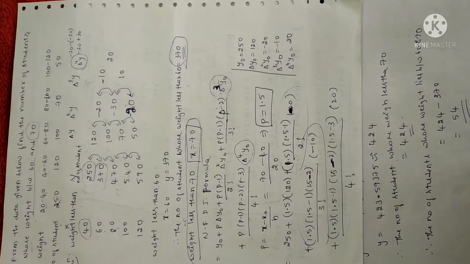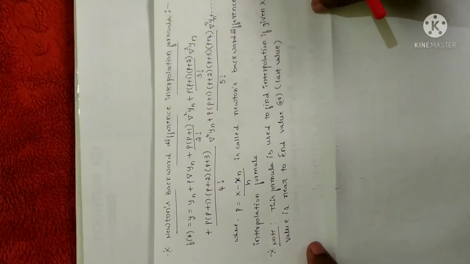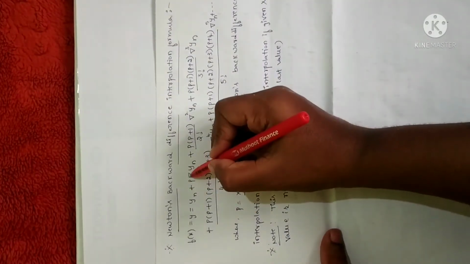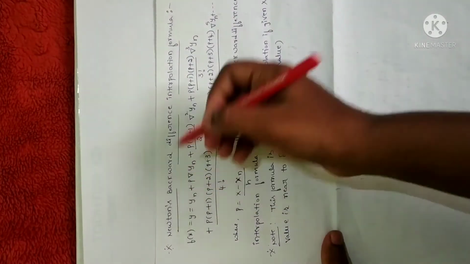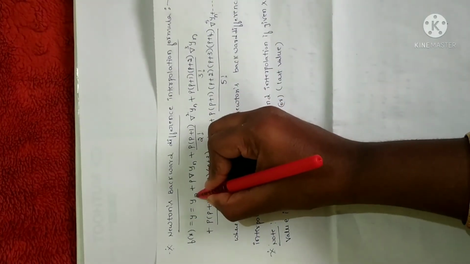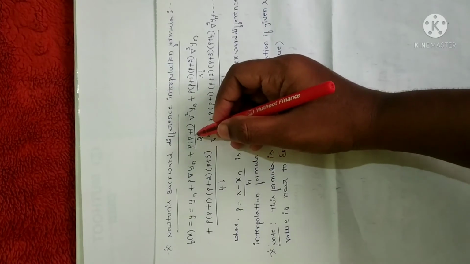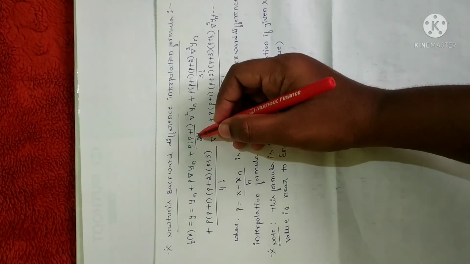Now let me go for Newton backward difference method. So as usual, I have given a formula for Newton forward difference method. So here is a formula for backward difference method. Everything will be same, but we are using nabla, or reverse delta, in place of delta, and in place of y naught we have used yn.